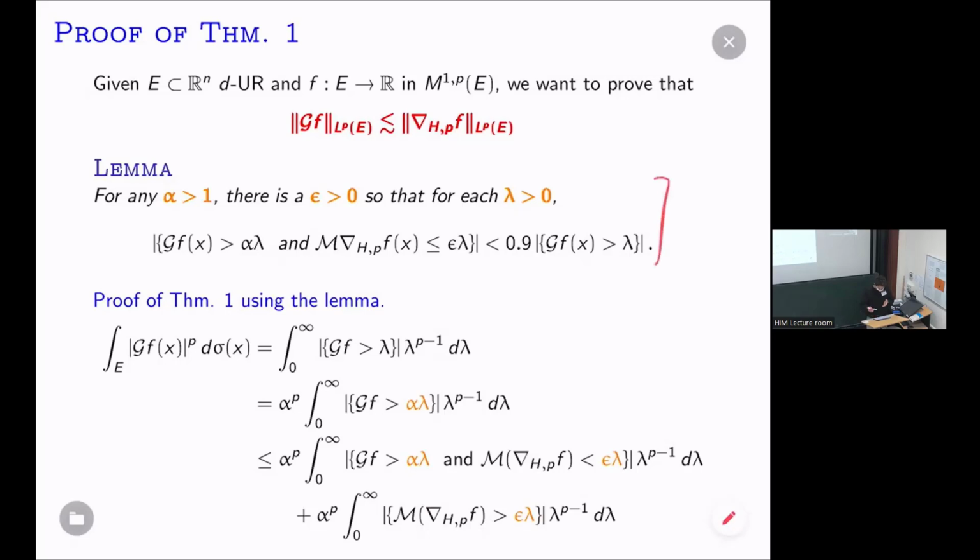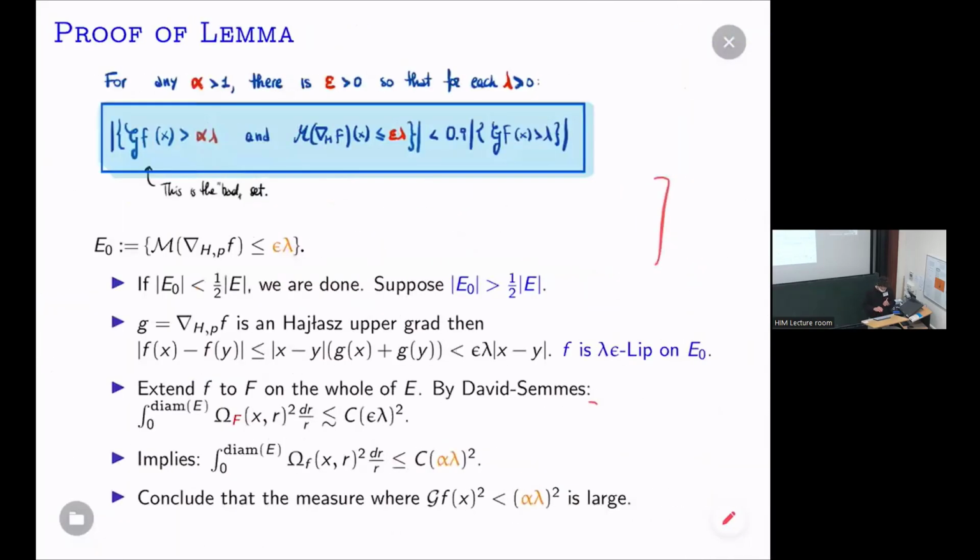So then the core of things happens in proving the lemma. And how do we prove the lemma? So this is what we want to prove. I'll just rewrite it here. Okay, and what do we do? So we take E naught to be the set where the maximal square function of the gradient is small, and this is okay. Now, if E naught is very small, then of course this set is a subset of E naught. So then we are done. So we can suppose that E naught is large.